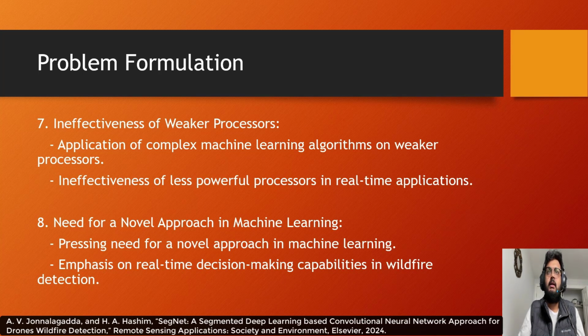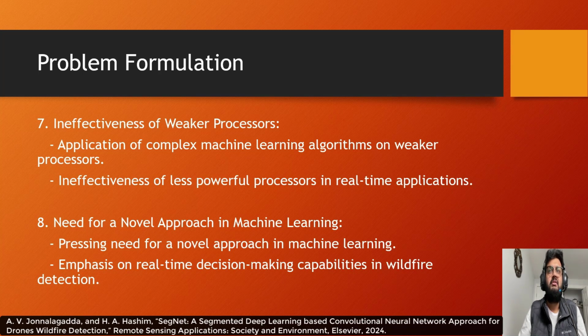And thus, there is a pressing need for a novel approach in machine learning, one that can provide real-time decision-making capabilities in drone wildfire detection. Researchers are exploring innovative solutions to bridge the gap between algorithm robustness and the limitations of current processing technologies. This emphasis on efficiency and timeliness underscores the urgency in developing effective wildfire detection systems.